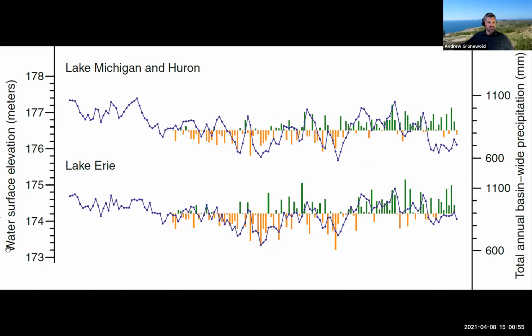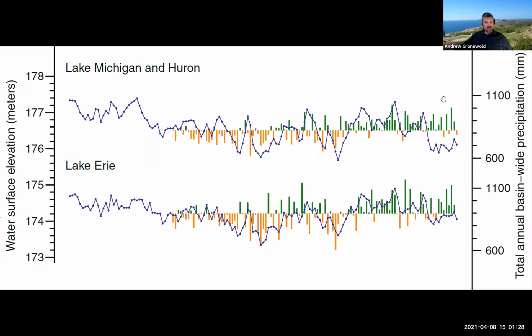So on this axis, we have water levels. These blue dots are the actual annual water levels on each lake system. And then on this axis here, I'm showing total annual basin-wide precipitation in millimeters. And that's represented by these color bars. These represent total annual precipitation. The orange bars represent years where precipitation was below the long-term average, and the green bars represent years where precipitation was above the long-term average.